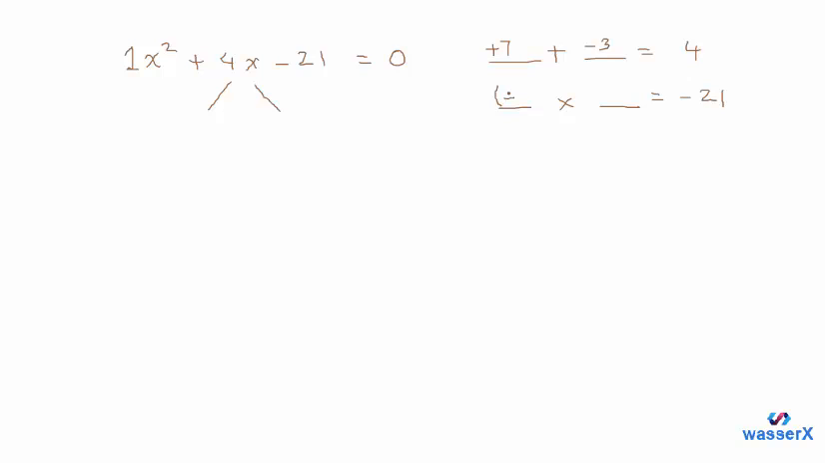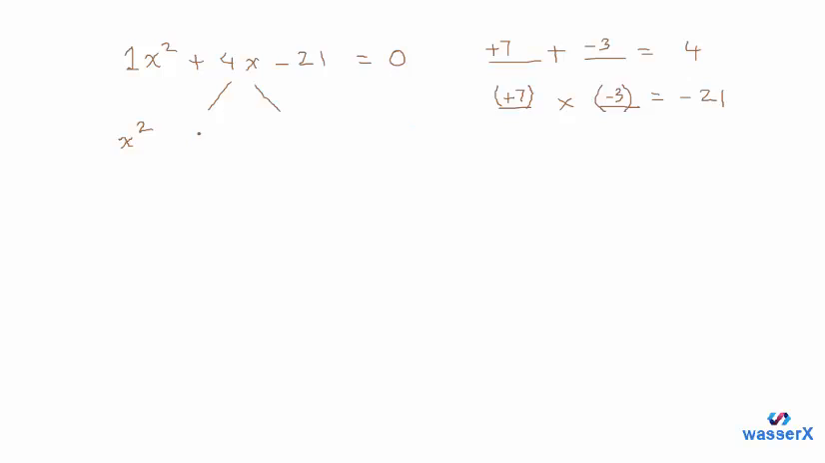And indeed, if you multiply these two numbers, positive 7 and negative 3, you get negative 21. So we can rewrite the equation as 1x squared. We don't need the 1, right? 1 times x squared is x squared, like I already said.